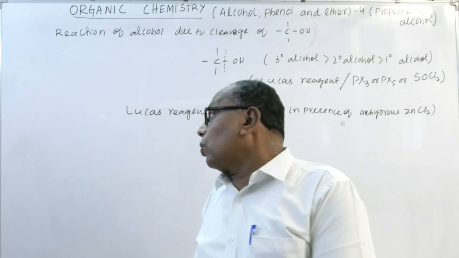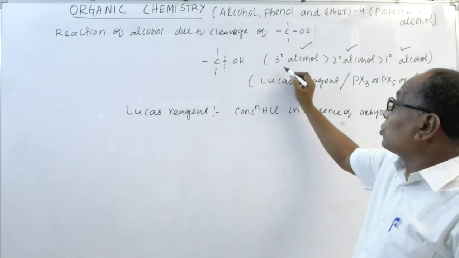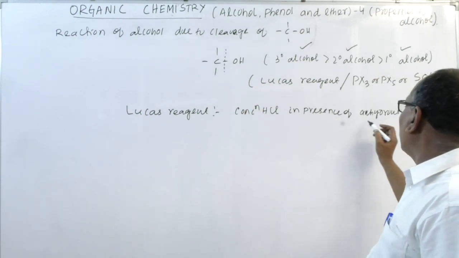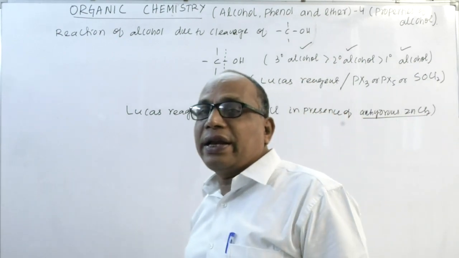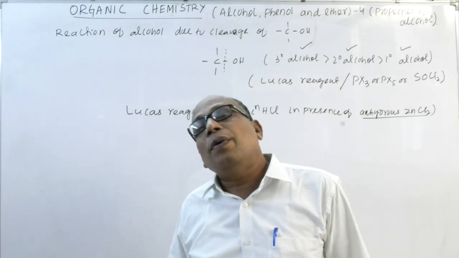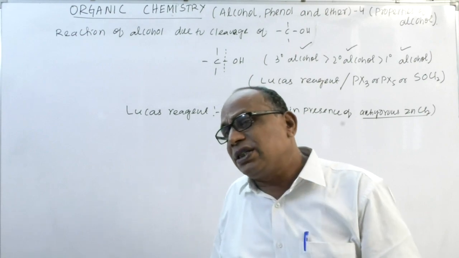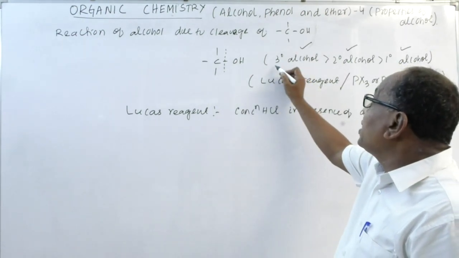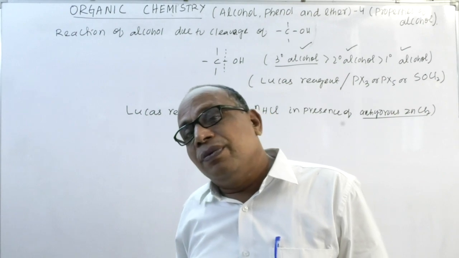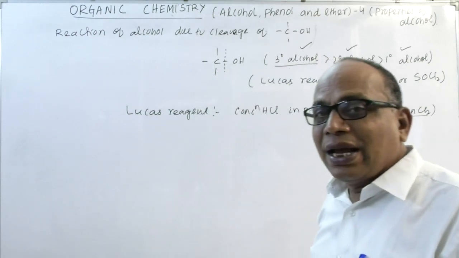And the reactivity order is what order? That is, tertiary is more reactive than secondary, which is more reactive than primary. The tertiary alcohol is very reactive towards this Lucas reagent, so it does not require any anhydrous zinc chloride, because it is very reactive. That means the tertiary alcohol immediately reacts with the HCl to form the corresponding alkyl chloride, and this alkyl chloride is a white precipitate in water. That means the Lucas reagent immediately reacts with tertiary alcohol to give the white precipitate of tertiary alkyl halide or alkyl chloride. Okay, students?